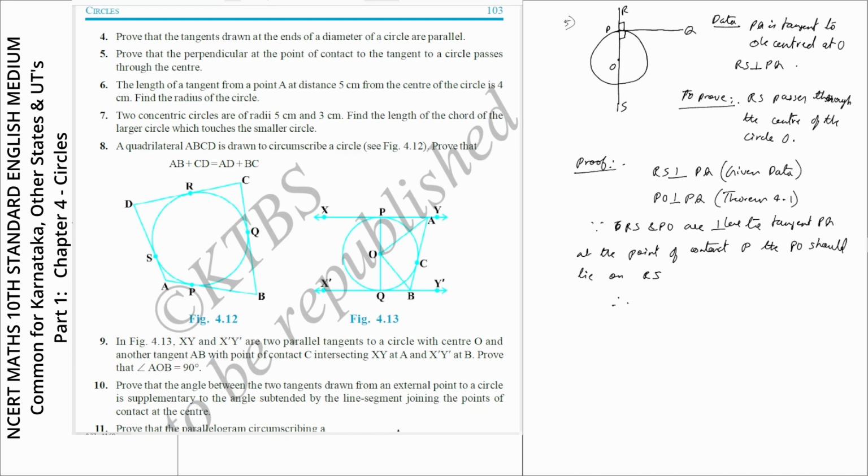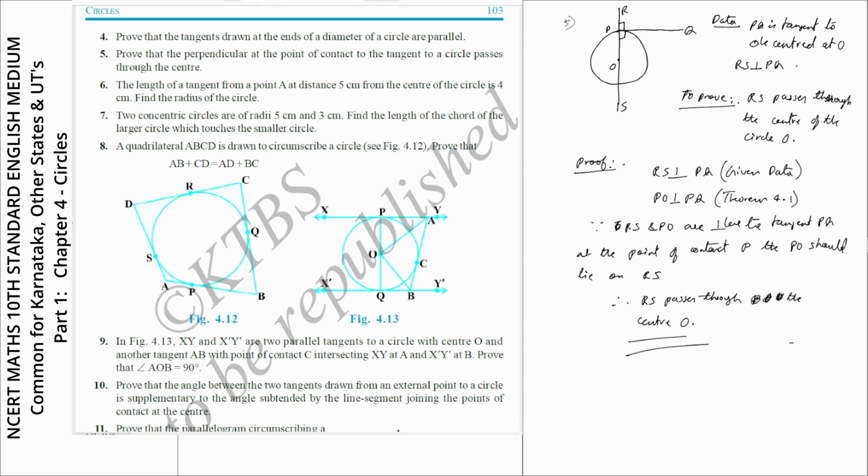Therefore, RS passes through O, the center O, and that completes the proof.